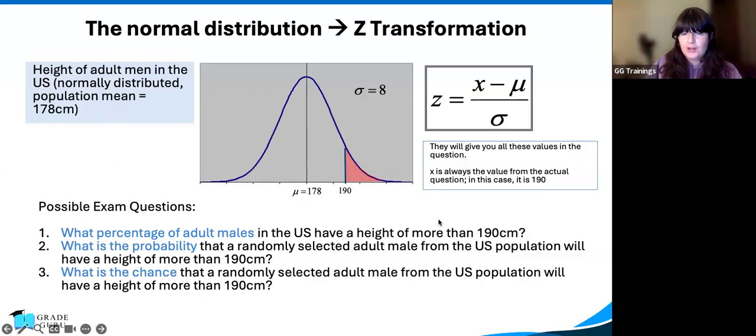And they've asked for the area of more than 190. So 190 is higher than 178, so it's towards the right. And it's the area that is above 190 into the tail. Okay.